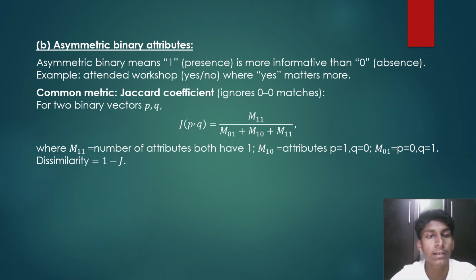For two binary vectors P, Q, J(P, Q) equals M11 divided by M01 plus M10 plus M11, where M11 equals the number of attributes where both have 1. M10 equals the number of attributes where P equals 1 and Q equals 0. M01 equals the number where P equals 0 and Q equals 1. Dissimilarity equals 1 minus J.